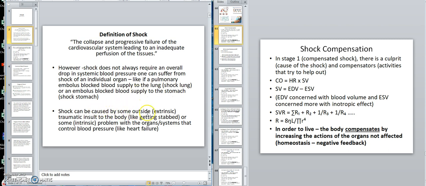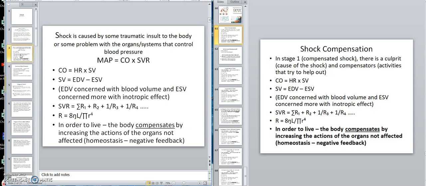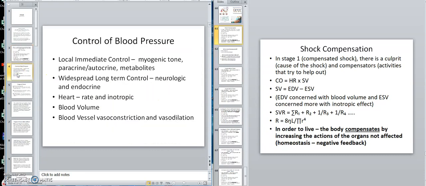Shock can be caused by some outside extrinsic traumatic insult like getting cut and bleeding out. Or it could be something within the body itself like a heart failure. Intrinsic. Okay. We've discussed this thoroughly, so I'll pass on from that. We'll do it again in a way.